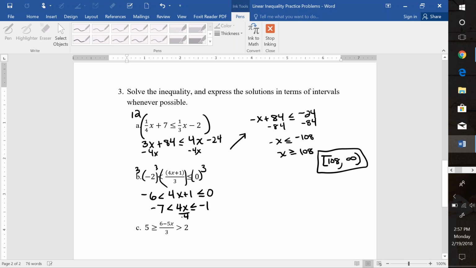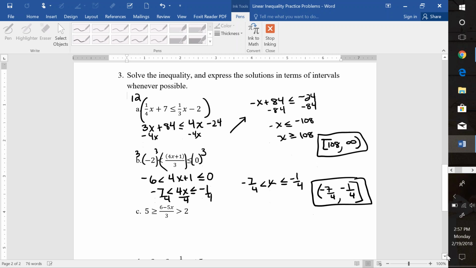And then we divide everything by 4. So this is negative 7/4 is less than x is less than or equal to negative 1/4. Now when you get a compound inequality with x in the middle, this is your starting value, this is your ending value. You're shading everything in between. So because there's no equal to on this one, this will be parentheses negative 7/4, comma up to negative 1/4 with a bracket.